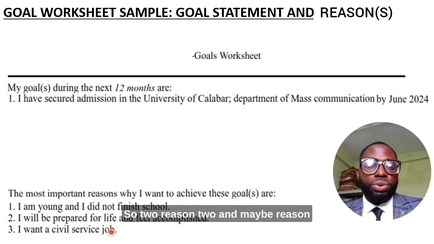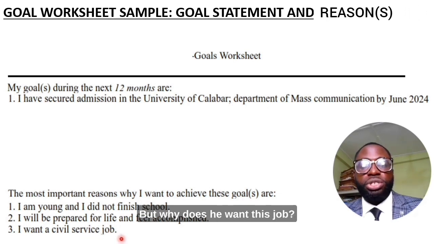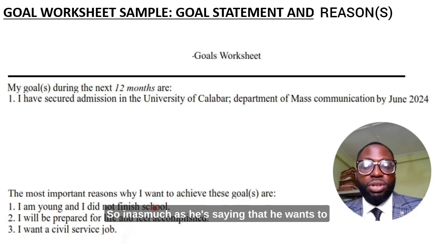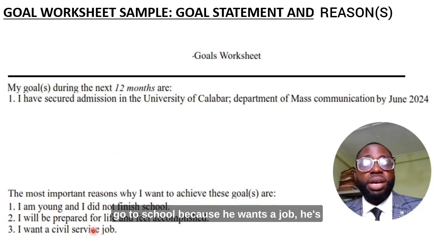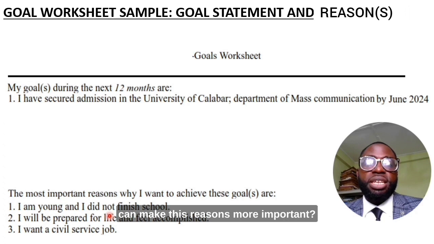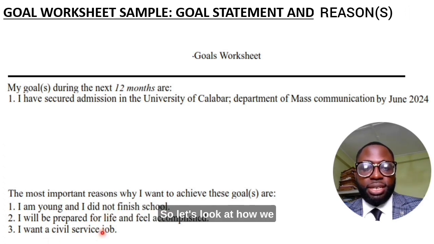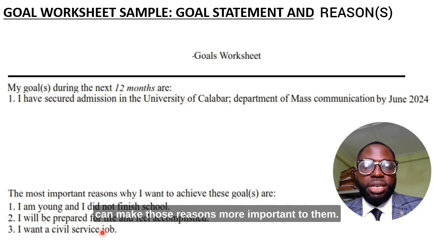All right. So reason two, and maybe reason three, seem to be very important. Reason one is important, but why does he want this job? In as much as he's saying that he wants to go to school because he wants a job, he's not telling us why he wants a job. So is there any way that you can make these reasons more specific? That's the task. So let's look at how we can make these reasons more specific. Maybe you pause the video and see how you can make the reasons more specific.